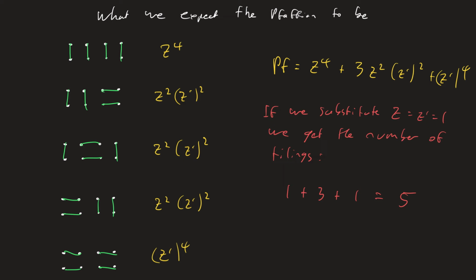If we just want to know the total number of tilings, that's easy. Just substitute 1 for both z and z prime. If z is 1, z prime is 1, then each term here, the z's end up being a 1, so we just get 1 plus 3 plus 1. In other words, there are 5 different tilings. So once we can compute the Pfaffian, we can easily find the number of tilings just by substituting z equals z prime equal to 1.